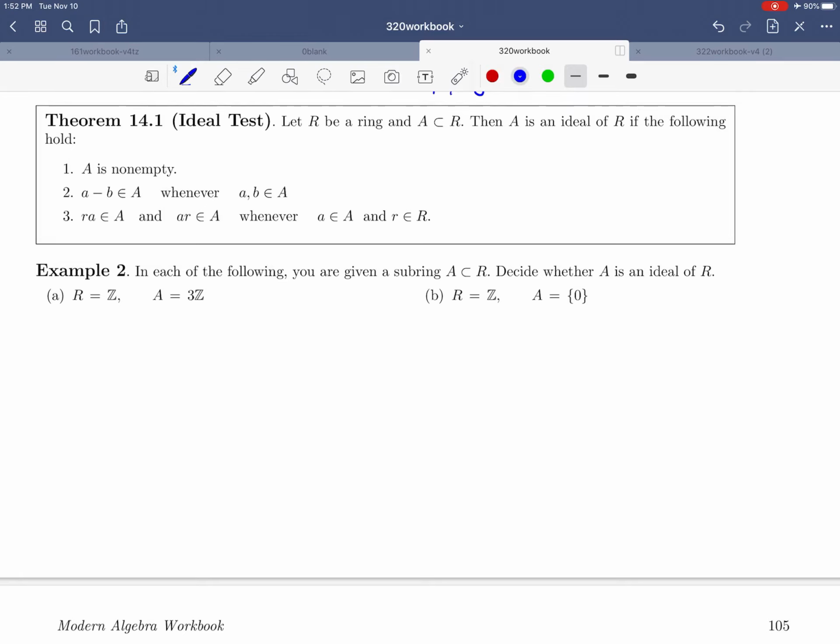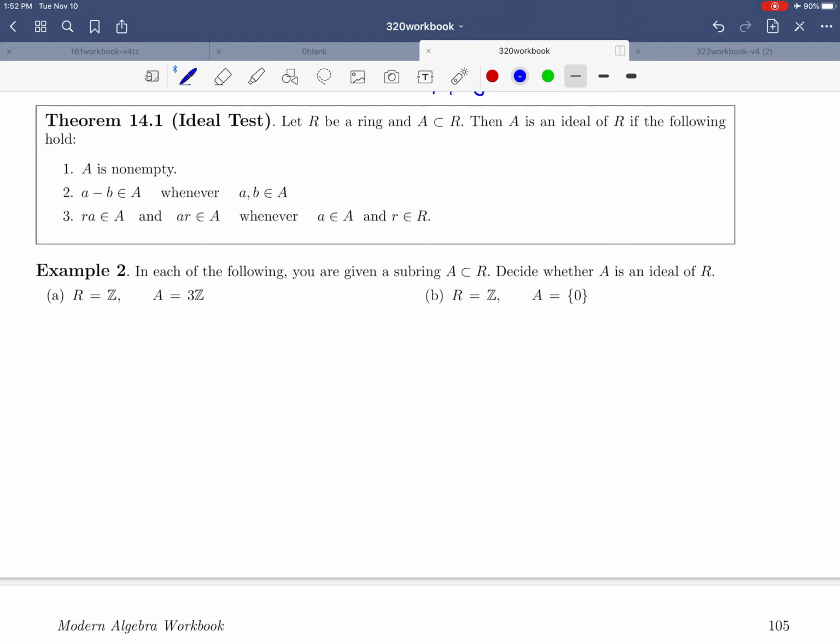So just like previously when we learned about subgroups and normal subgroups, we had tests that helped us show if something was a subgroup or a normal subgroup. We also have this for ideals. So Theorem 14.1 is the ideal test.